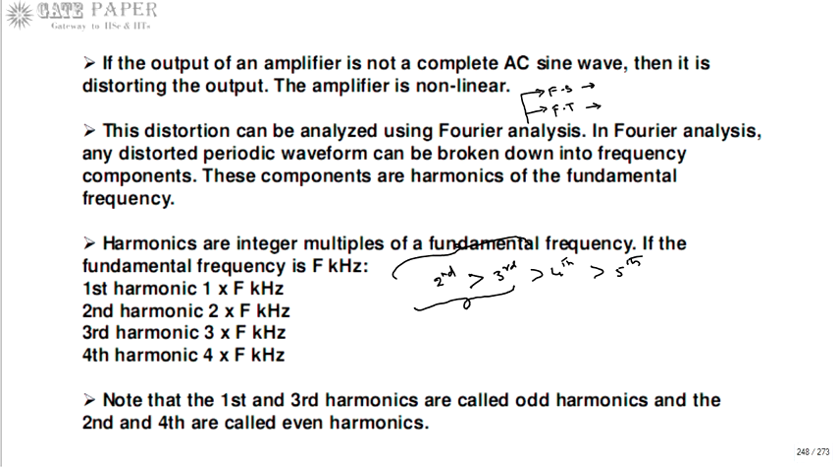Based on this idea, the push-pull amplifier works. A push-pull amplifier doesn't contain even harmonics. It contains only the third harmonic. It doesn't contain the second harmonic. So the output waveform is going to be less distorted compared to other power amplifiers. Now we'll see how this happens.